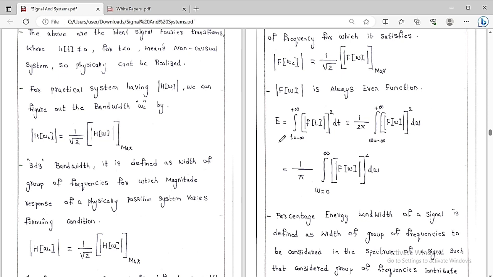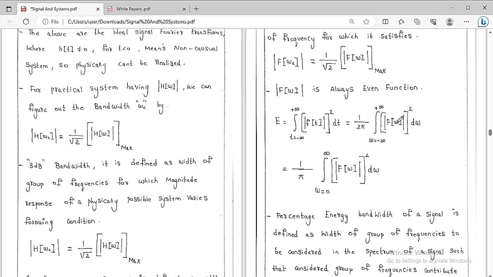See, the time domain signal and the Fourier transform signal will both have the same amount of energy. So energy is equal to integration from t equals minus infinity to plus infinity of mod of f of t whole square dt, which is equal to 1 by 2 pi integration from omega equals minus infinity to plus infinity of mod of F of omega whole square d omega.